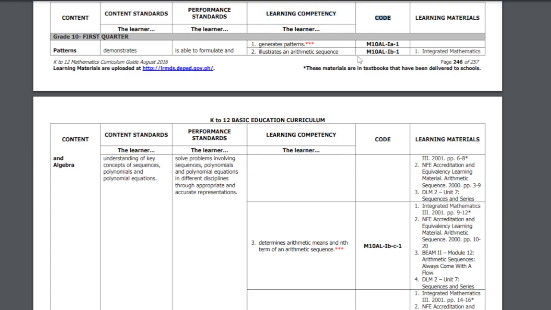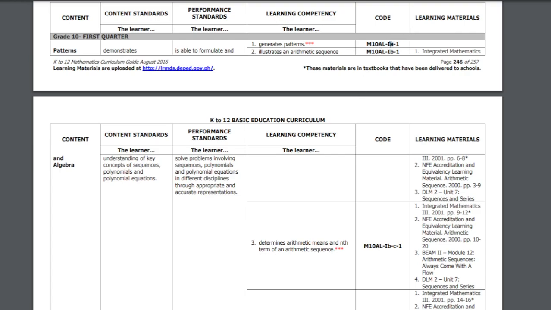If you don't know how to read the code, the first one is the subject. This number here is the grade level. The one here is the topic content. We're in patterns in algebra. If it's geometry, it's going to be GE.